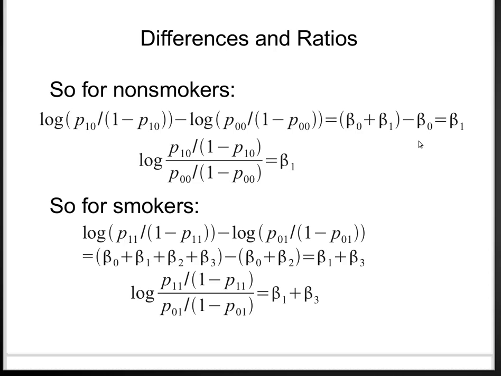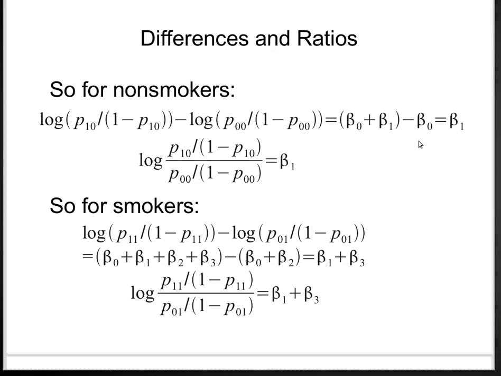Right? We've got disease status on the top and control status on the bottom, and it's specific to the non-smokers. And for the smokers, what do we get? We get something almost as simple. We take the difference between the log of the odds of exposure for the exposed smokers and subtract the log of the odds of exposure for the unexposed smokers.